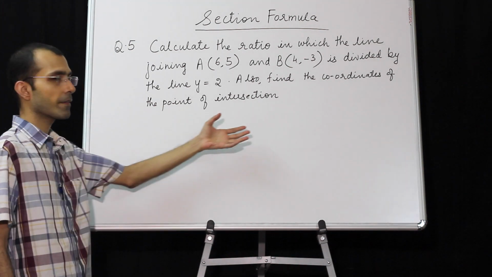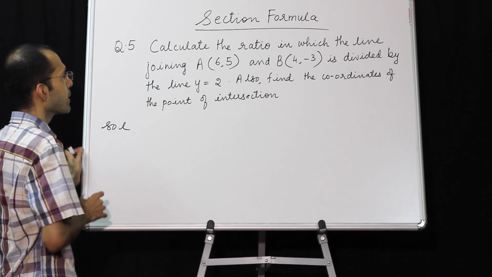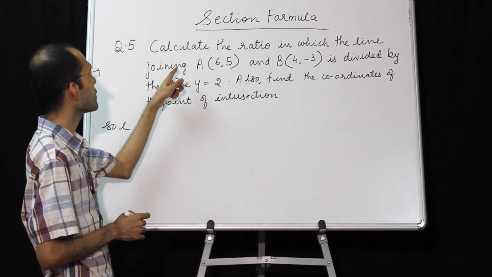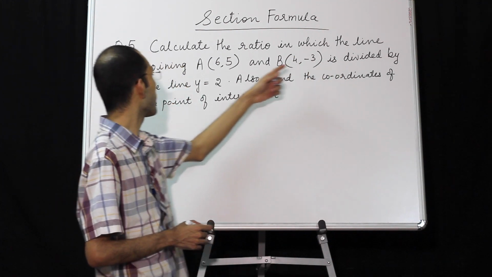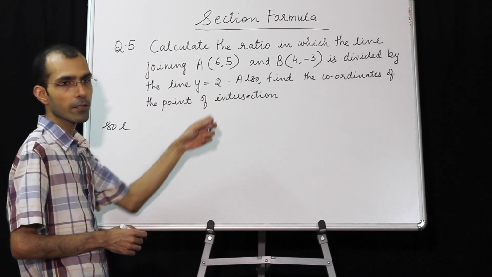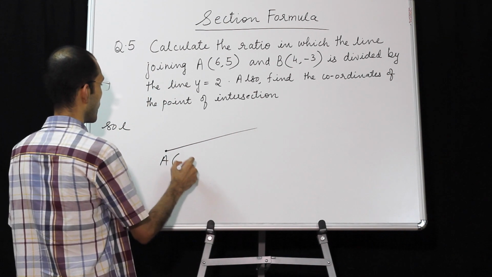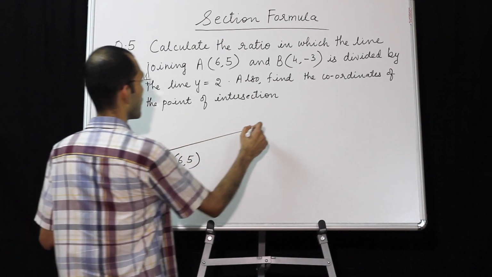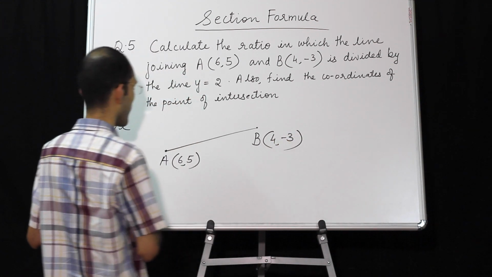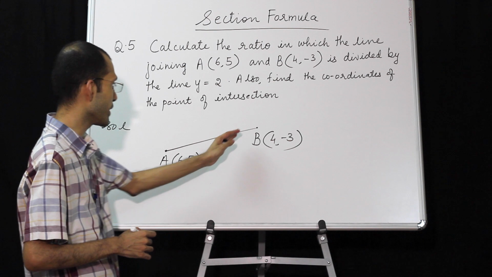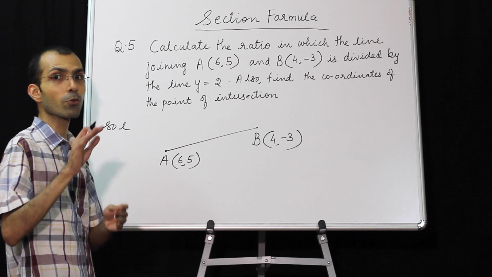Now let us see, after having discussed the fundamentals, how to go about this question. Calculate the ratio in which the line joining A (6, 5) and B (4, -3) is divided by the line y equals 2. So we take A as (6, 5) and B as (4, -3), divided by the line y equaling 2.